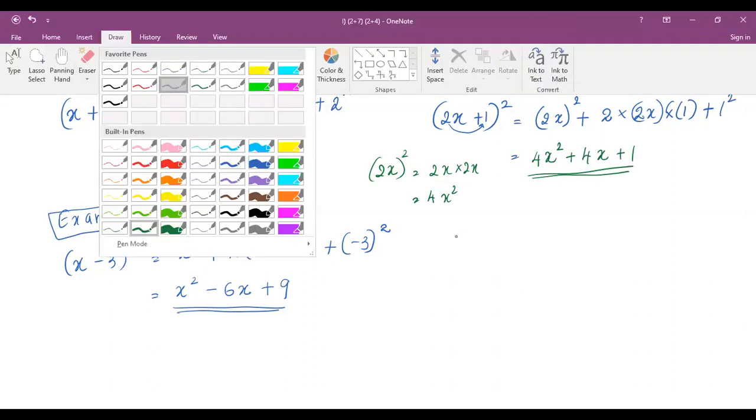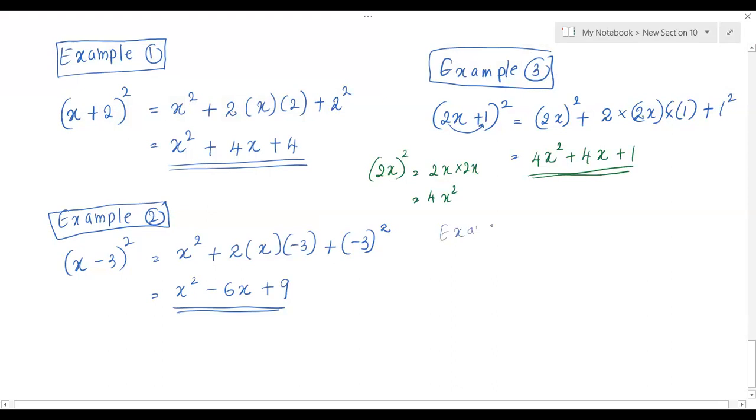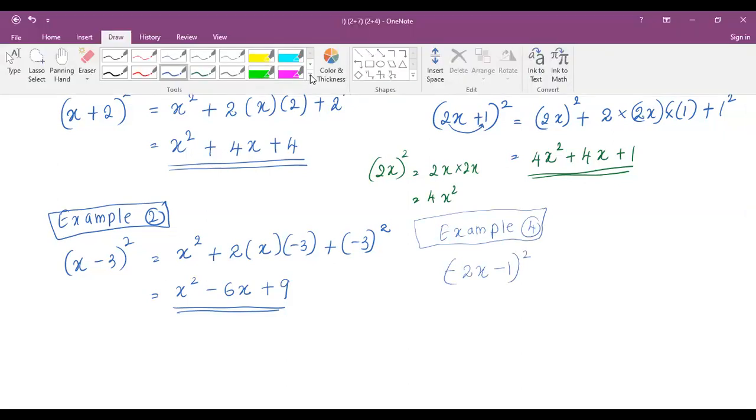Then example 4. It is minus 2x minus 1 squared. Okay, then look here. It is not difficult, okay?